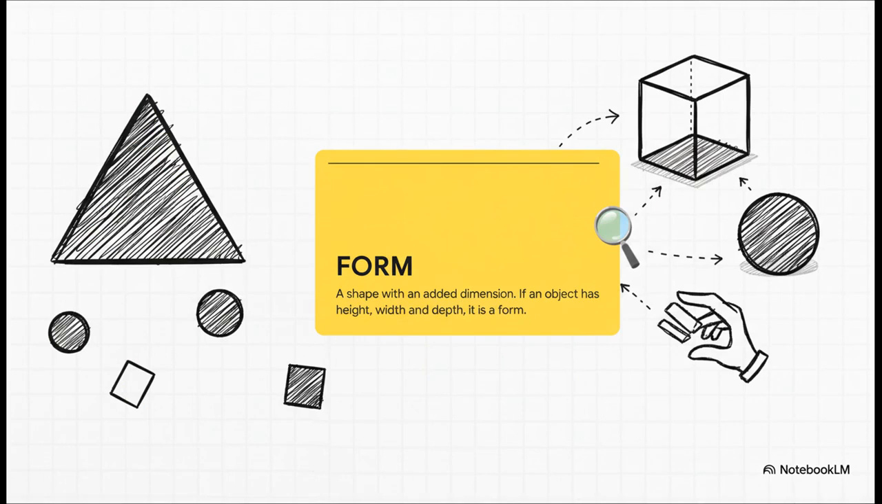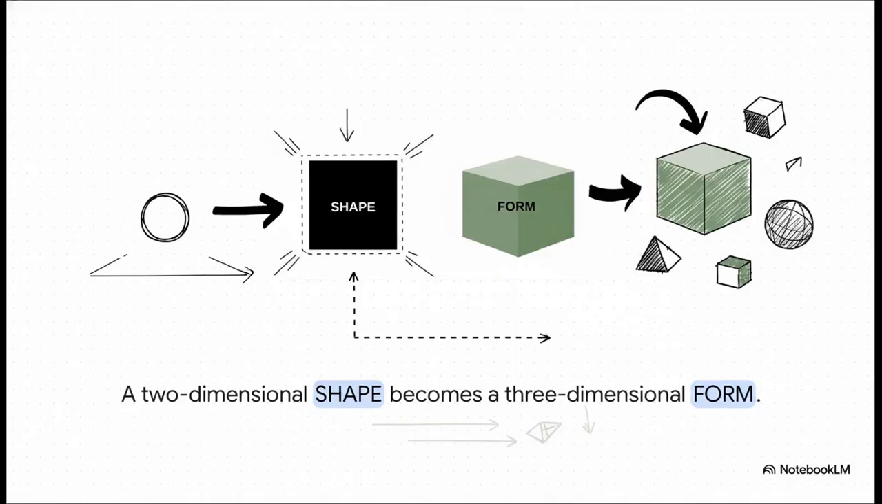Now take a shape and give it some depth, and it becomes a form. That's the big difference. A shape is flat, like a drawing of a circle. A form has volume, like a real-life sphere. And this is where the principle of proportion is absolutely key, making sure the size of one form makes sense next to another.